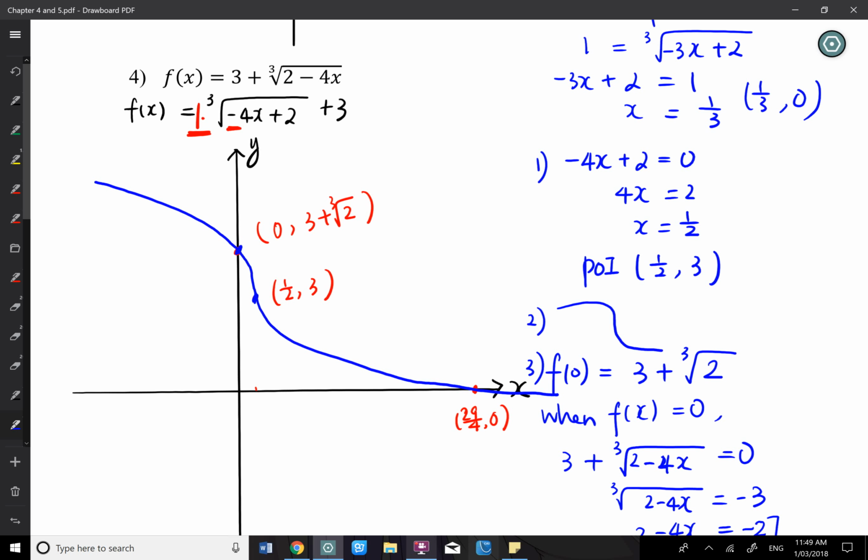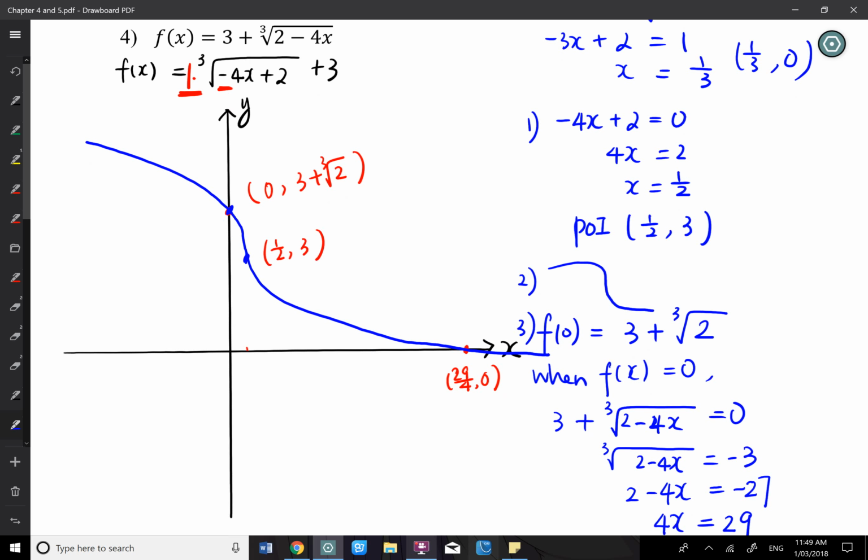Okay, 4. f(x) equals this. I have rearranged the equation a little bit. I put the cube root in the front, and then I put the minus 4x in the front. Minus 4x plus 2 equals 0. Minus 4x equals minus 2, and then x equals a half. So the point of inflection will be (1/2, 3). Because one of those is negative, I will have a negative shape. Okay, so it's a negative graph.